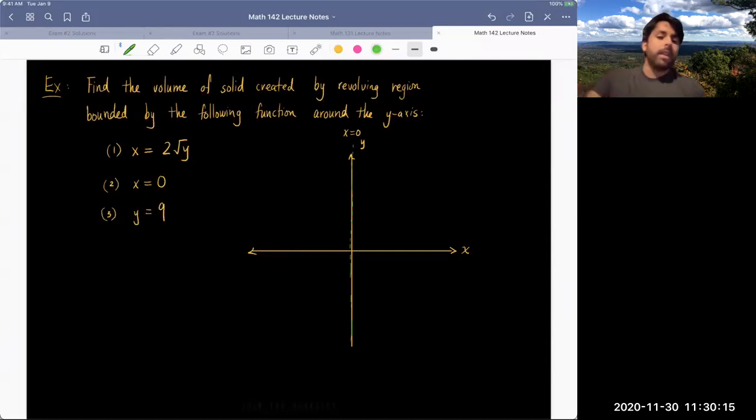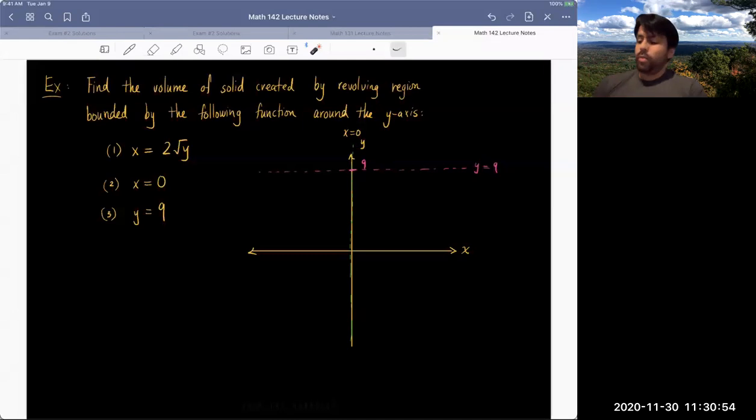And y equals 9 is a horizontal line, correct? So I'm going to draw a horizontal line here. So I got y equals 9. And now, what do we have here in number 1? X equals 2 rad y. What in the world is that? We're more comfortable with saying y is a function of x. But you have to also be just as comfortable with finding functions in terms of y.